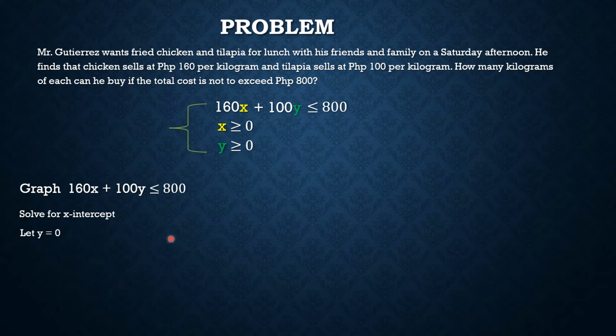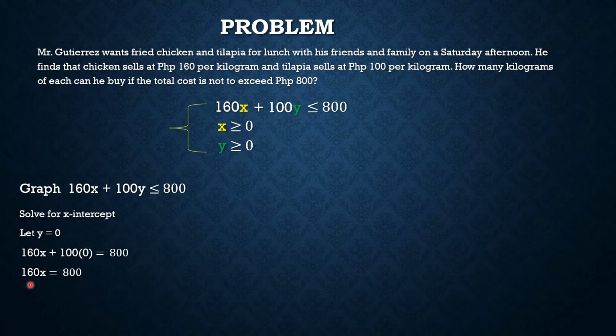equation ang hinahanap natin. So let's solve for the x-intercept and then we let y be equal to 0. Again, sa pagsusolve ng x-intercept, papalitan lang natin tong y na to ng 0 and then we're gonna solve for x. So 160x plus 100 times 0 is equal to 800. And so we have 160x is equal to 800 kasi x na to. 100 times 0 is 0. So meron lang tayong 160x equals 800.